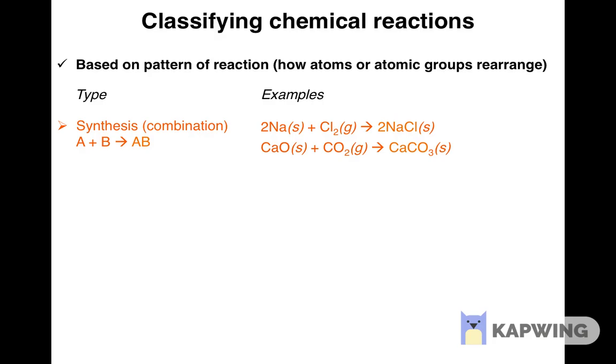The second type of reaction in this classification is a decomposition reaction. Decomposition reactions are the opposite of synthesis reactions. In them, one reactant falls apart to form two products. An example of such a reaction is the electrolysis of water, the decomposition of water into oxygen and hydrogen gas by passing an electric current through the water.